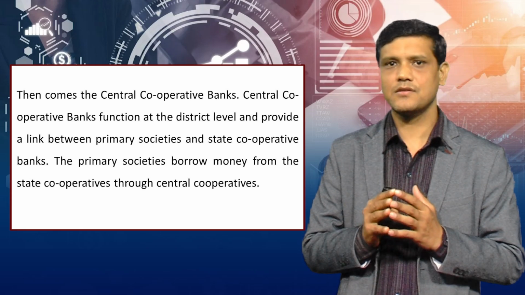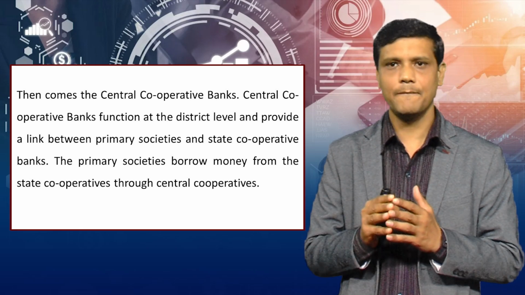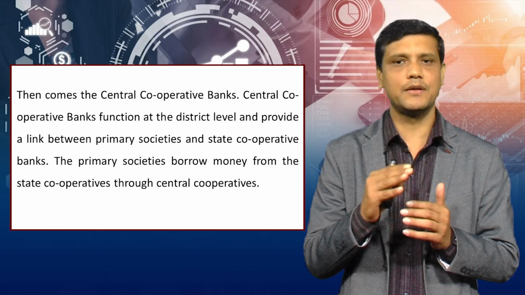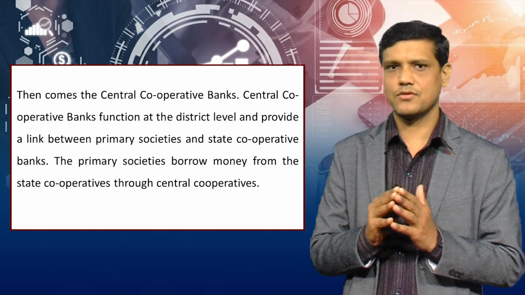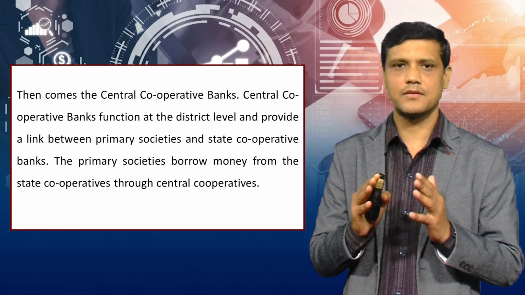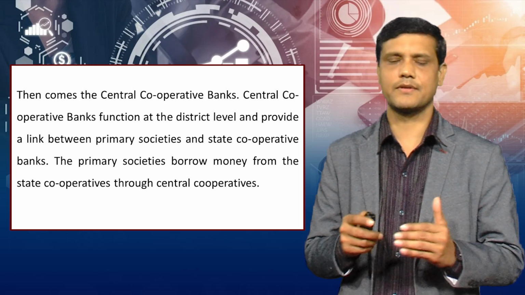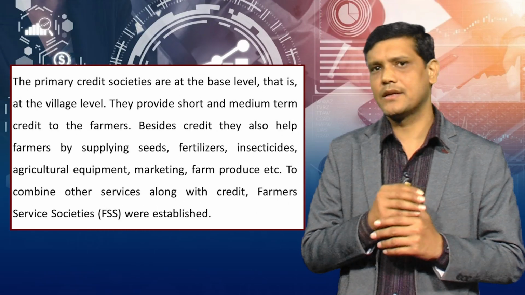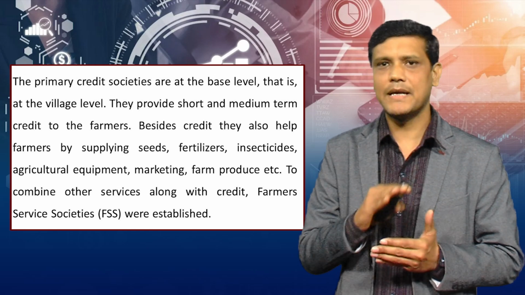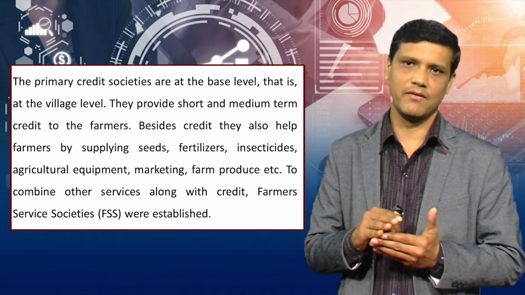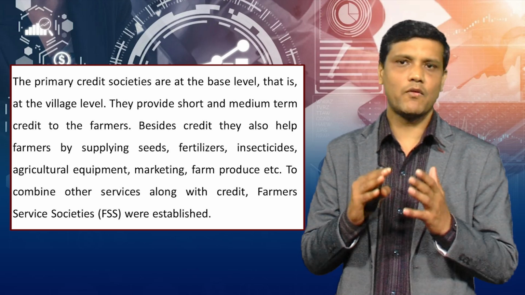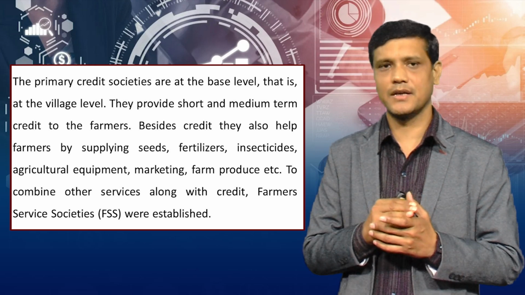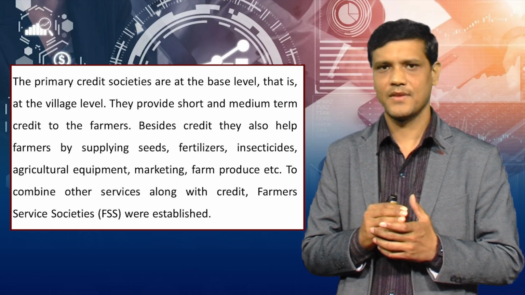Then comes the central cooperative banks. Central cooperative banks function at the district level and provide a link between primary societies and the state cooperative banks. The primary societies borrow money from the state cooperatives through central cooperatives. The primary credit societies are at the base level or at the ground level, that is at the village level. They provide short and medium term credit to the farmers.